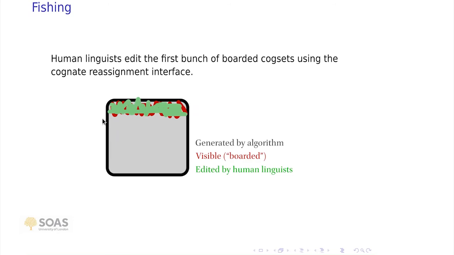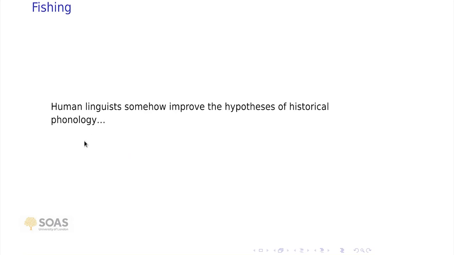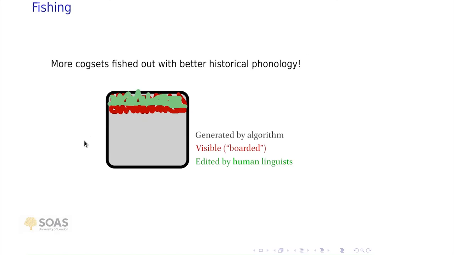Then with the cognate assignment interface, the one that we just saw a lot of videos of, human linguists can edit the first bunch of bordered coccids into human curated high quality coccids. Then you get better hypotheses of historical phonology, and you fish out coccids with this better historical phonology. And you edit them again using the interface. So that's the idea. With this fishing, you finally have an incremental way out of the conundrum of too many coccids.